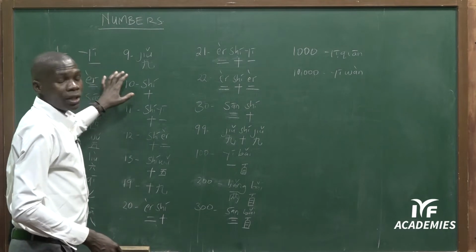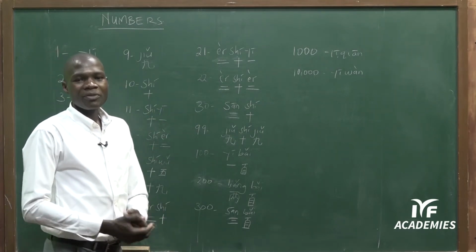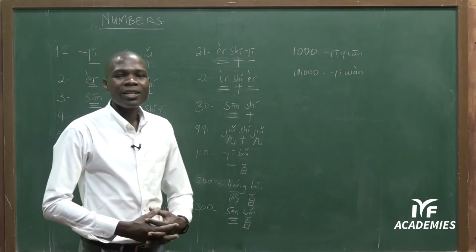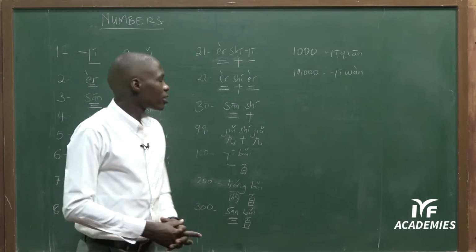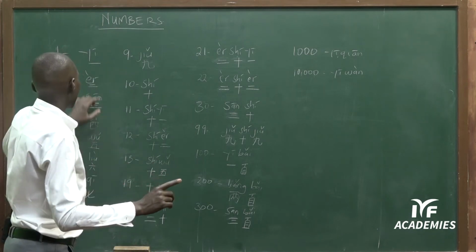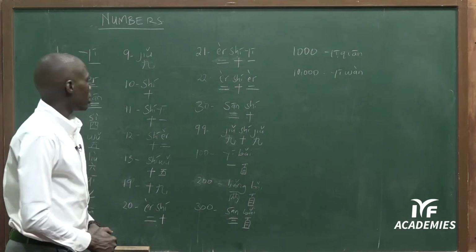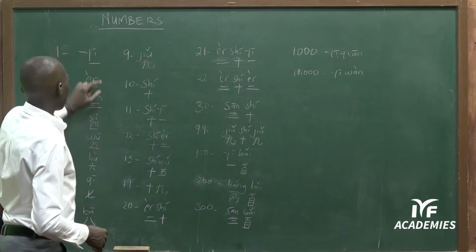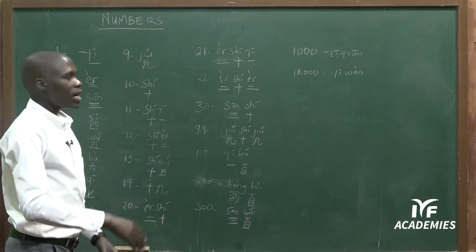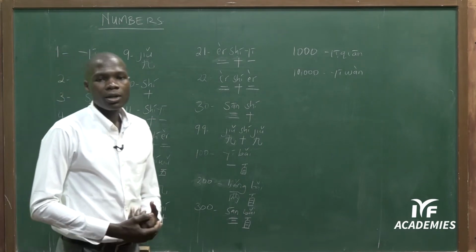Number 1, yi. You can repeat after me wherever you are. Yi. So yi is number 1, with first tone. Yi, number 1. The character is just one dash. Then number 2, we have er.